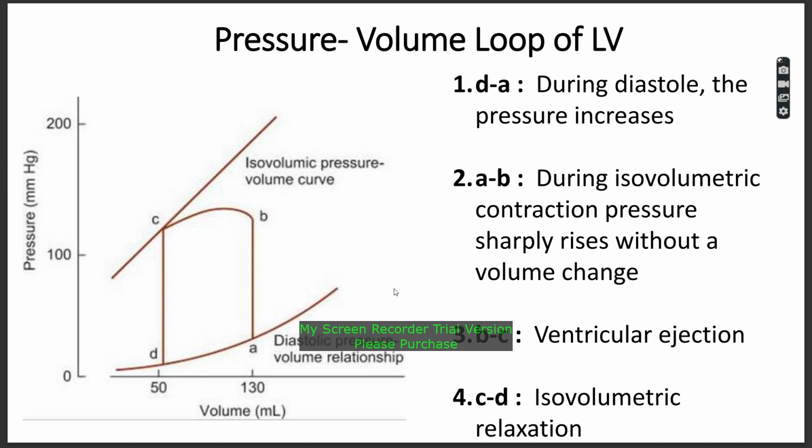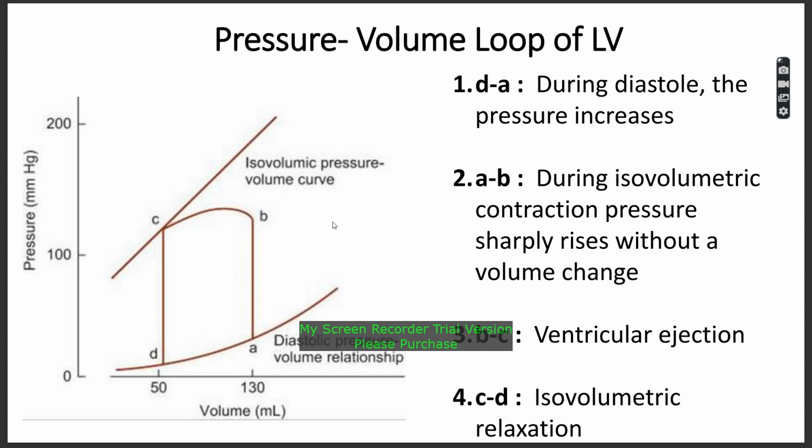Then the pressure-volume loop of the left ventricle. DA: during diastole, the pressure increases. So you can see that pressure is increased. AB: during isovolumetric contraction, pressure sharply rises without a volume change.